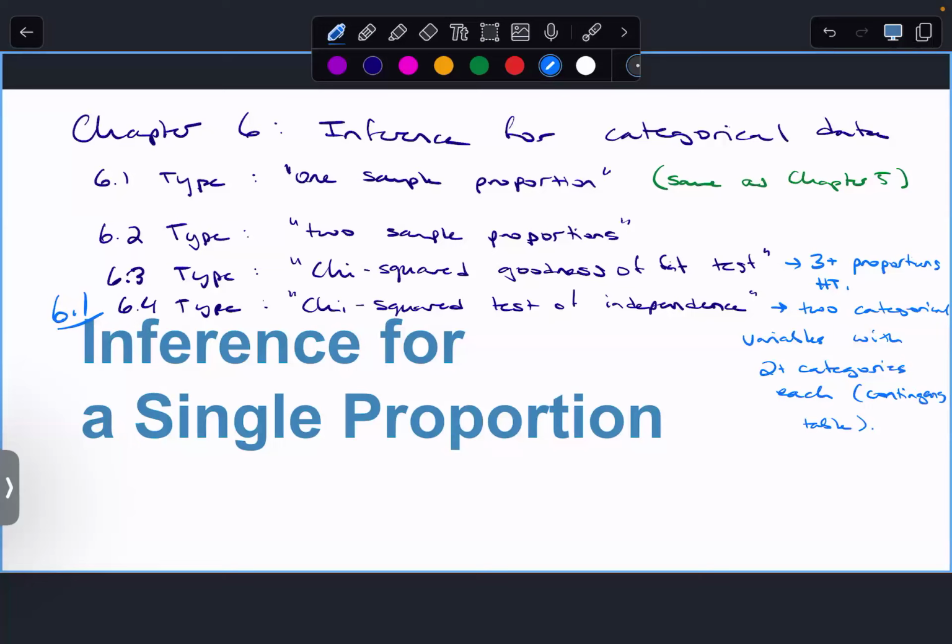The only reason I outline what to expect in the whole chapter is so that it's not so jarring when every day we change to a new type of question. That's what we're going to be doing. So today we're going to do 6.1. Tuesday we're going to do 6.2. Thursday 6.3. And then next Tuesday we do 6.4.